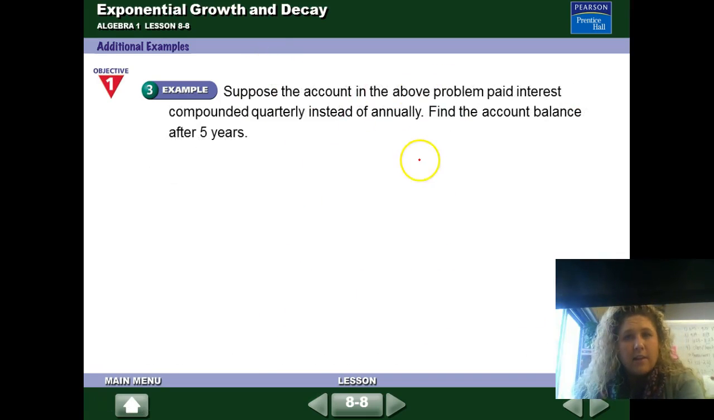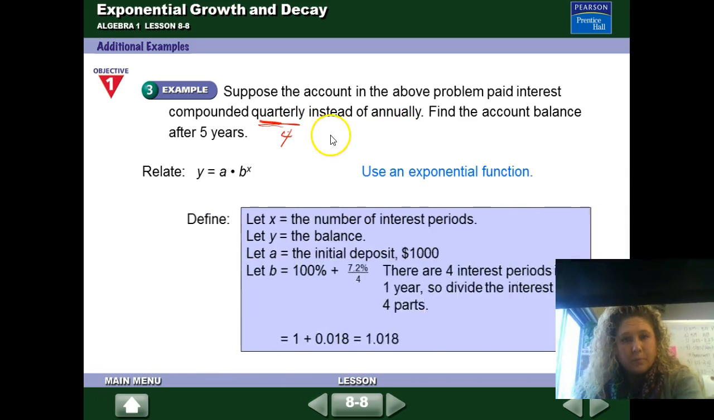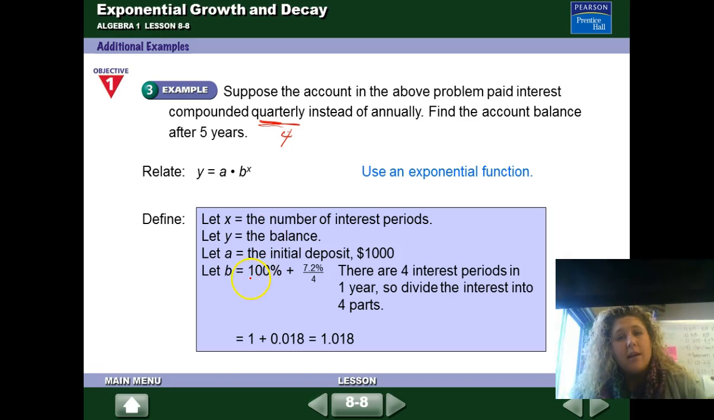So let's say, going back to the problem previously, we are going to compound it quarterly. So going back to that chart, we know that quarterly means 4 times, so 4 times instead of 1 time annually. So we need to change my B value here. It's 100% plus whatever it is compounded 4 times in a year.